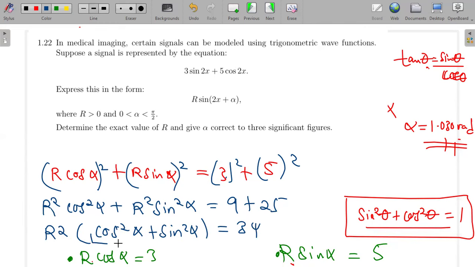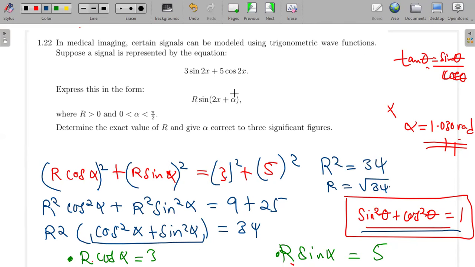But what we have inside here is the same as this, which is just what? 1. So it means my r squared will be equal to 34. And then to find the value of r, I take the square root of both sides. So r will just be equal to the square root of 34. Okay, so if you have any questions, please ask. So we found the value of r to be the root of 34.